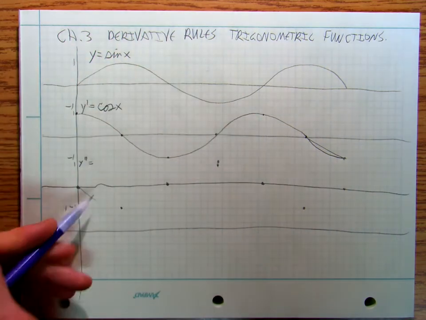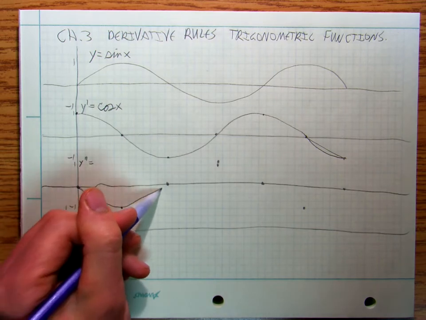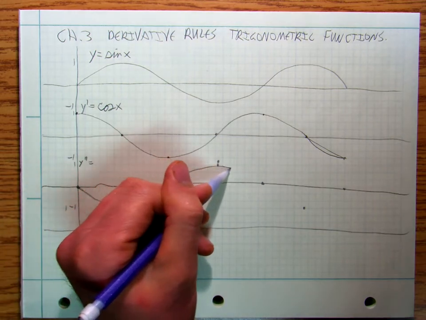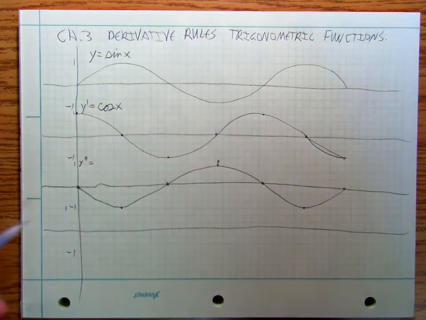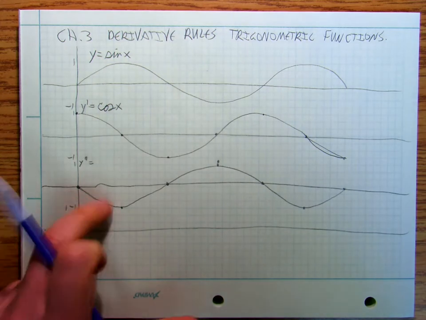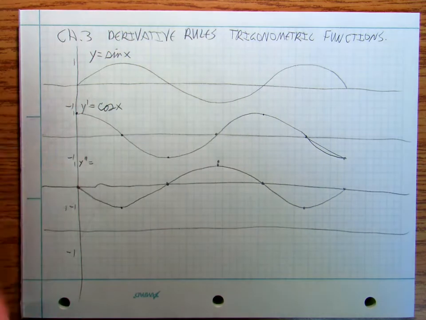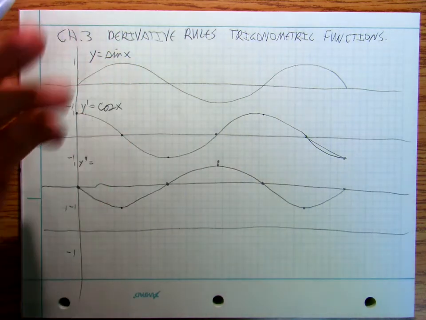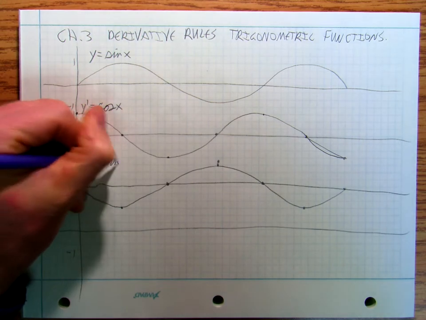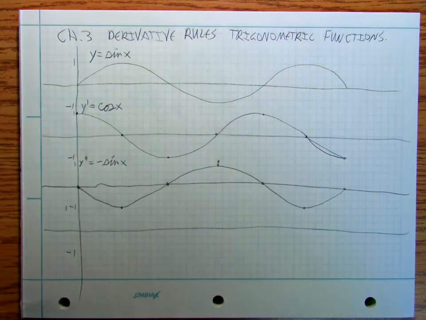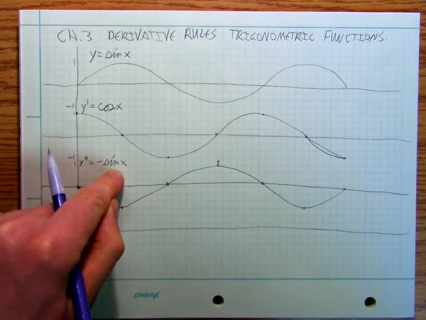I'm going to get progressively worse in my drawing as I go down. Well, what's this function? This function is this function flipped upside down. How do I flip that function upside down? I put a negative in front. So the derivative of cosine x is minus sine x.